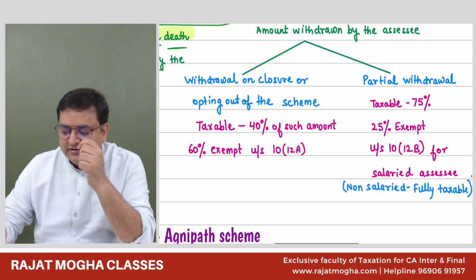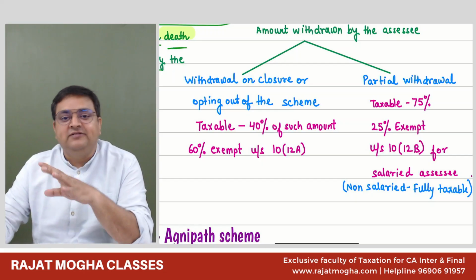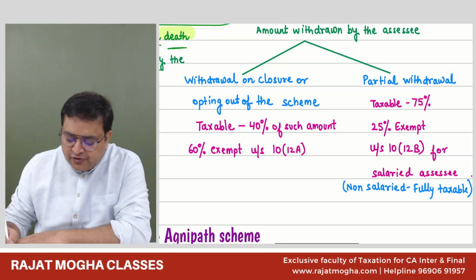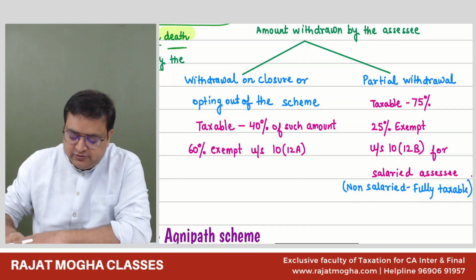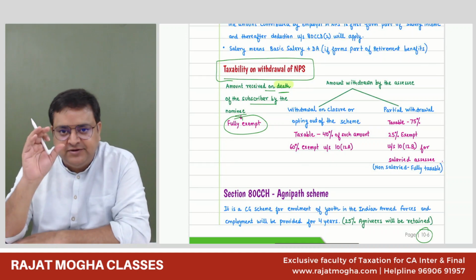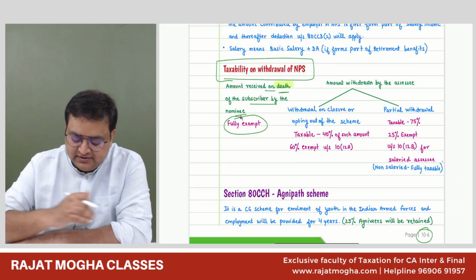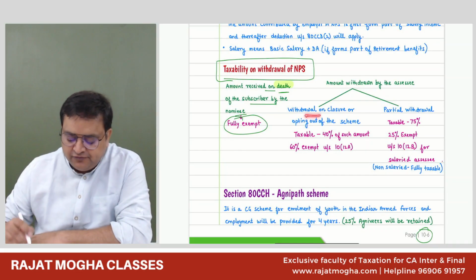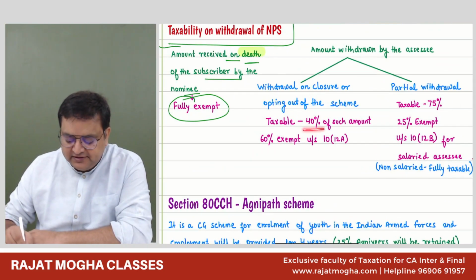Let's say a person who is withdrawing it partially is a non-salaried assessee. In that case, whenever you withdraw it partially, 100% is taxable. Everything is taxable. So, guys, these are the few percentages which I want you to remember. You have to learn these percentages. In case of death, nothing is taxable. In case of permanently closing it, 40% is taxable.